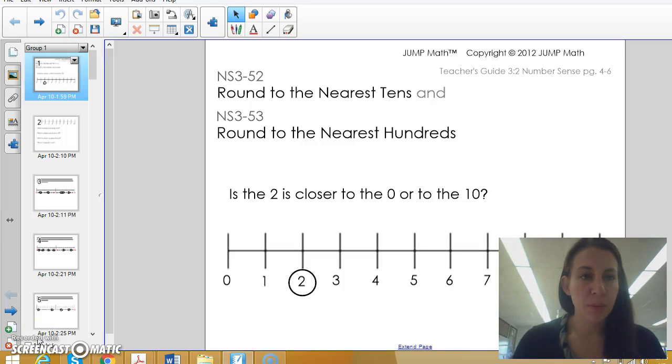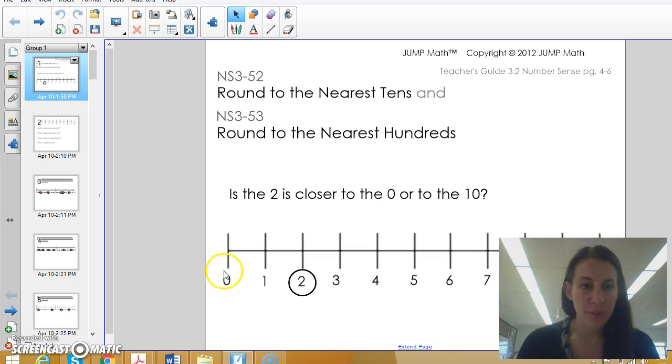Today we're going to talk a little bit more about estimating. Yesterday we talked about front-end estimation, when you take the first digit and make the rest zeros and round the number that way. But I know that when we looked at rounding the number to the nearest tens or hundreds, it was a little bit confusing. And so today we're going to do a little bit more work on that.